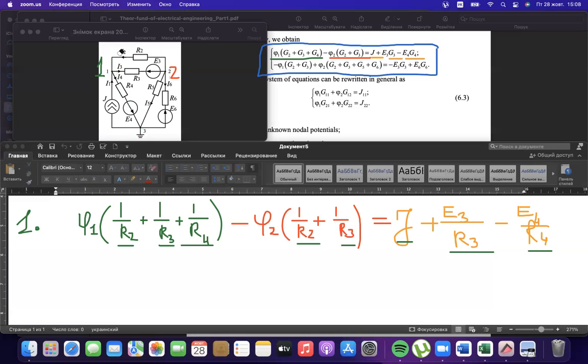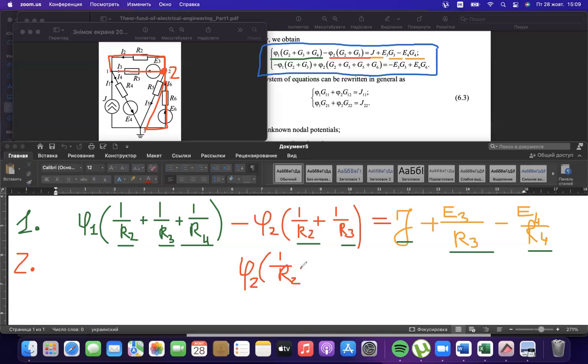Thank you for the question. Then we write the equation for the second potential, and the situation will be exactly the same, but for the second potential. For the second, we have 4 branches. We write, first of all, always with plus, because the main potential will be with plus. For the second equation, the second potential is the main, and we take all branches connected to it.